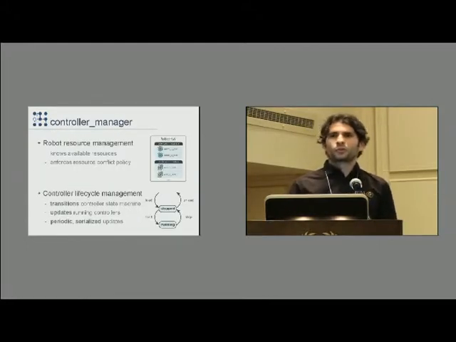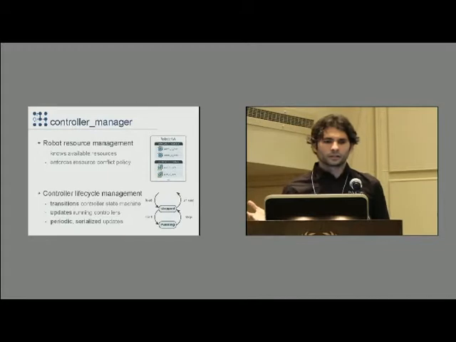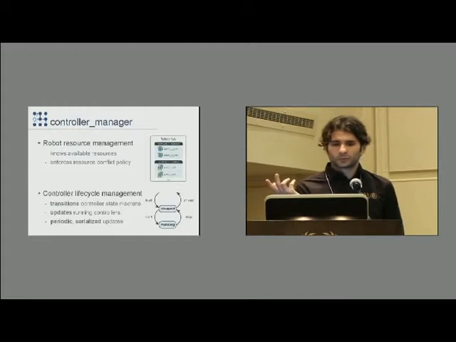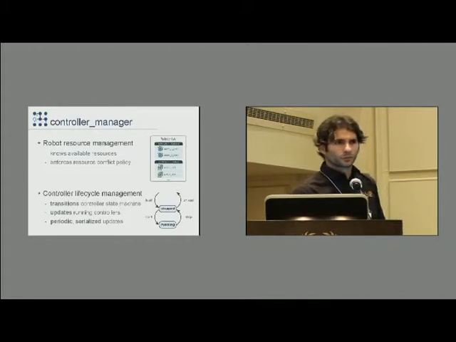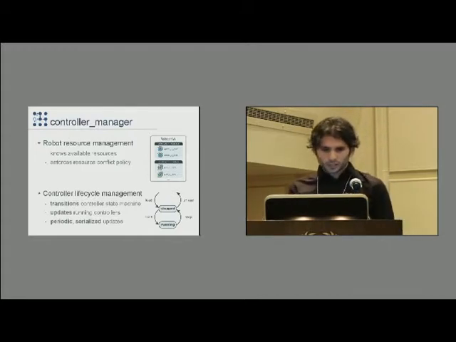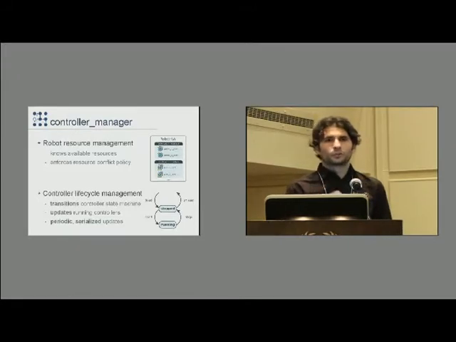The controller manager knows about the robot, and it also knows about the controllers, and it has 2 main purposes. One is robot resource management. Because it knows about resources, it can enforce the resource conflict policy, the exclusive ownership that I was talking about before. But it also takes care of controller lifecycle management because it knows about the controllers. It is the one that transitions the controller state machine, and it also updates the controllers. I guess it's important to mention here that by design, controller updates are serialized in a single thread, and they are periodic.